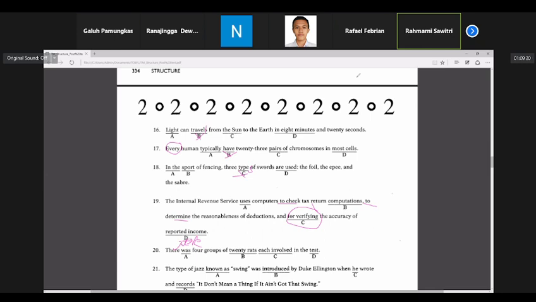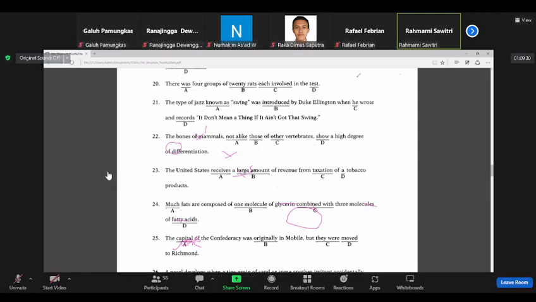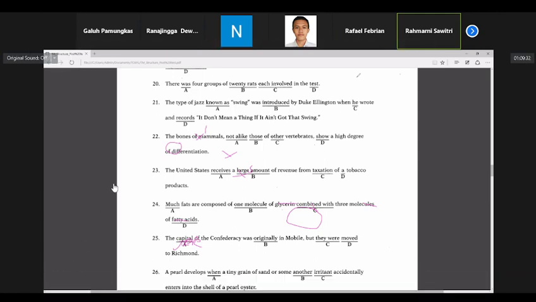Then we have, well, 21 to 25. 21, what about Randi Zenas? Okay, number 21 is D. Record, ma'am.